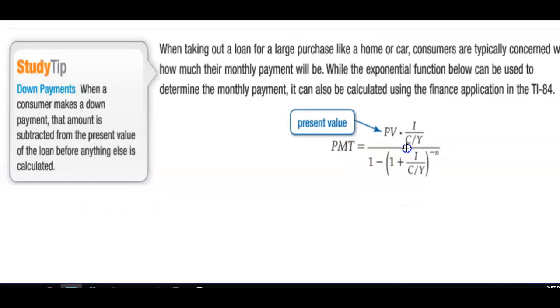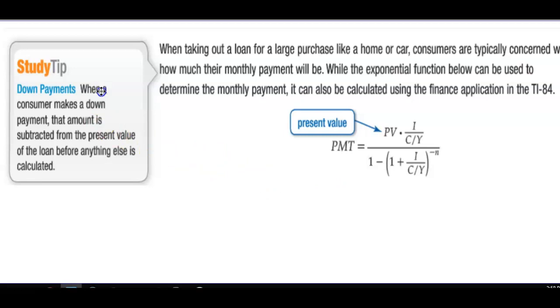All right, now this is a payment question. It says, when taking out a loan for a large purchase like a home or car, consumers are typically concerned with how much their monthly payment will be. While the exponential function below can be used to determine the monthly payment of either a home or a car, any kind of loan where you're making payments. Again, super complicated, lots of things to plug in. You'd need a ton of parentheses if you were trying to do this on the calculator. So we're going to use the solver.